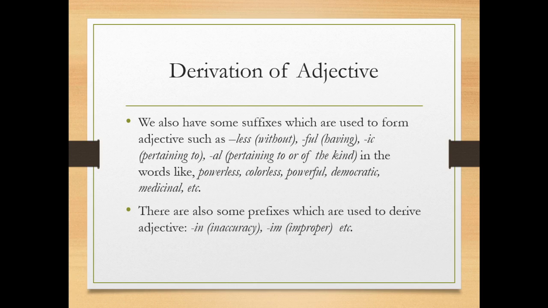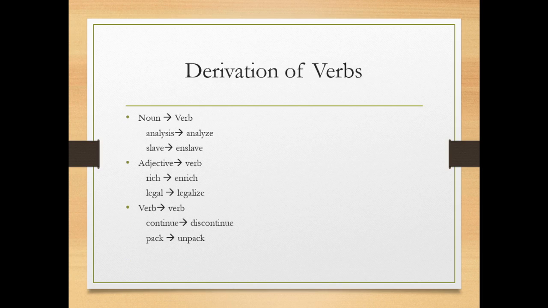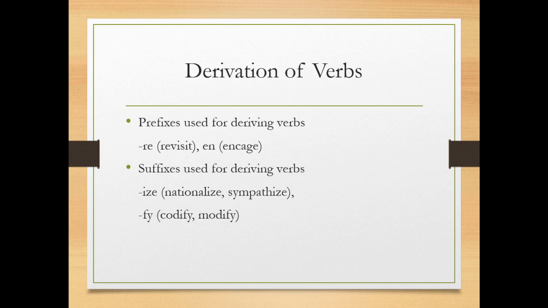There are also some prefixes which are used to derive adjectives. For example, in, inaccuracy; im, improper. Now, how words are derived through derivational morphemes. A noun, analysis, can be made a verb, analyze, with this morpheme. Slave, enslave. Adjective into verb: rich, enrich; legal, legalize. Verb into verb: continue, discontinue; pack, unpack. Prefixes used for deriving verbs: revisit, and engage. Suffixes used for deriving verbs: nation, nationalize; national, nationalize; sympathy, sympathize.